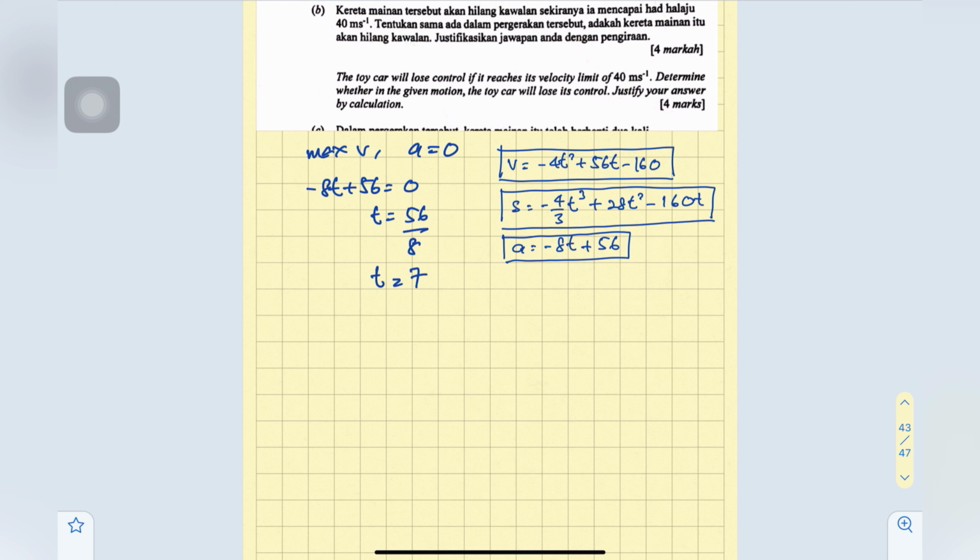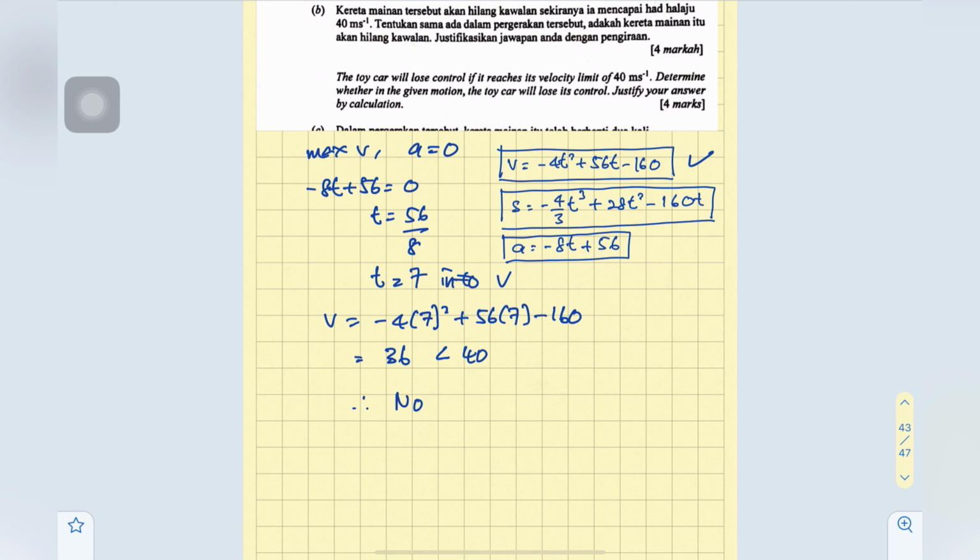Jadi kita test t equals to 7 into V. Okay, so V equals to negative 4 times 7 squared plus 56 times 7 minus 160. Okay, so ni kita dapat 36. Rupa-rupanya kita punya V 36 tak capai pun 40. So dia 36 is less than 40. 40 tu dia lose control. So dia tanya determine toy car will lose its control. So no lah. So therefore no.